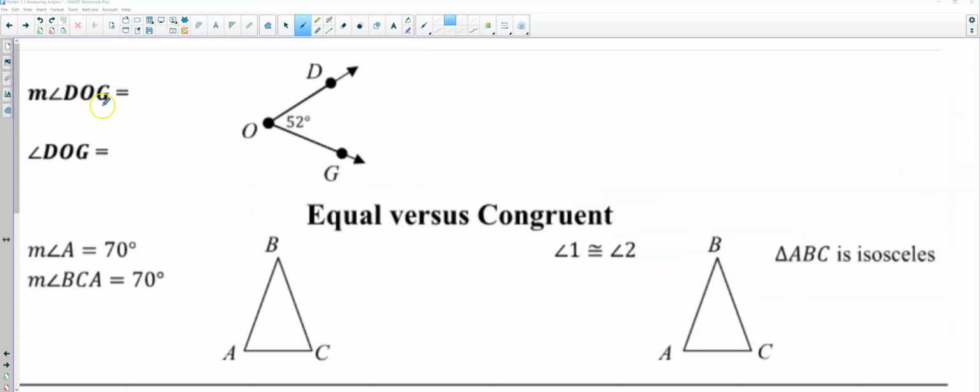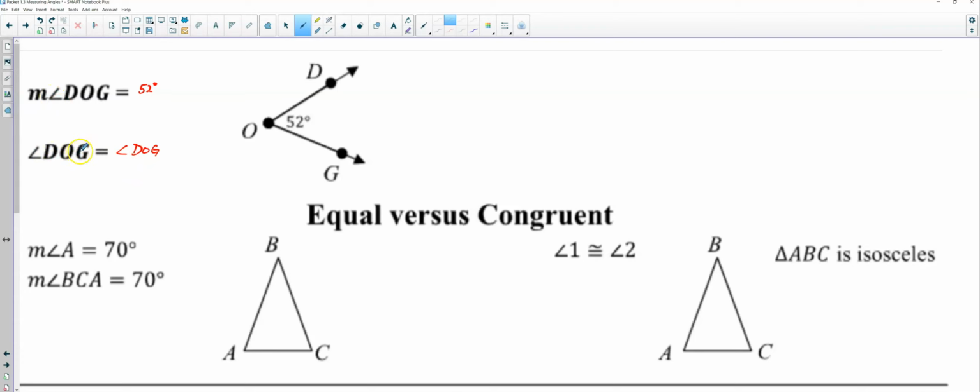Okay, now here we are learning how to read and write and use basically the language of geometry, right? In here, the measurement of angle DOG is referring to how much it measures in degrees. So in this case, the measurement of angle DOG is 52 degrees. However, when it's talking about angle DOG, it's just referring to angle DOG. So angle DOG is equal to angle DOG. Okay, so there is a difference when it's talking about measurement and when it's talking about the angles.